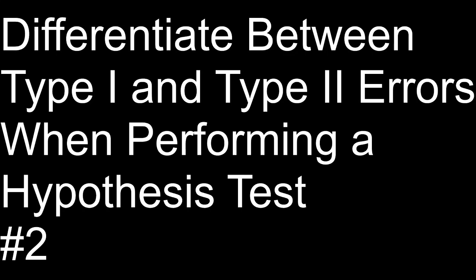This video is on the objective: differentiate between type 1 and type 2 errors when performing a hypothesis test. All right, this is the second video on this, so if you haven't watched number 1, please do. I'm just going to go over again a refresher, a reminder of what these errors are, these mistakes that you could possibly make when performing a hypothesis test.